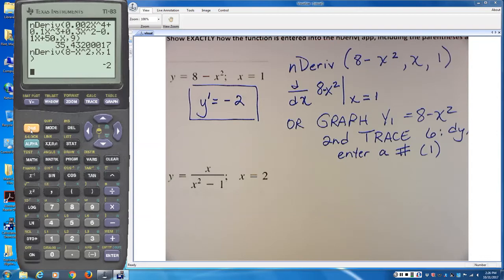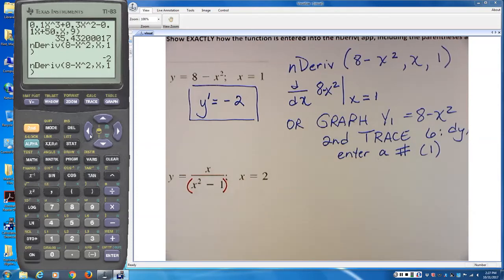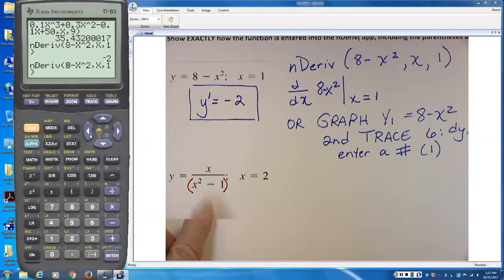Now, the only difference with my next function is I am going to have to be careful how I put in that rational expression, because I am going to need a set of parentheses. I'm going to need parentheses around the denominator, otherwise it's going to see x over x squared, calculate that, and then subtract 1, and that's not what you want it to do. So be sure you use the parentheses when you need them.